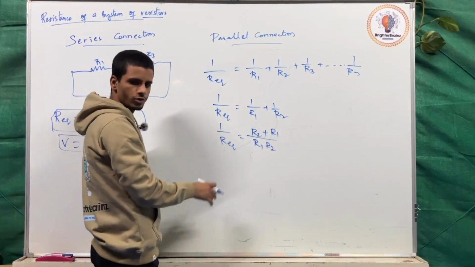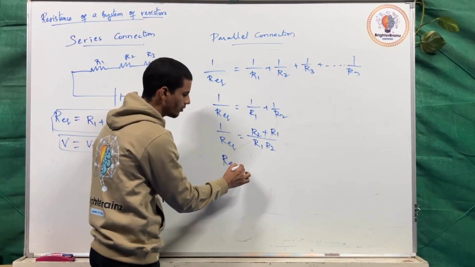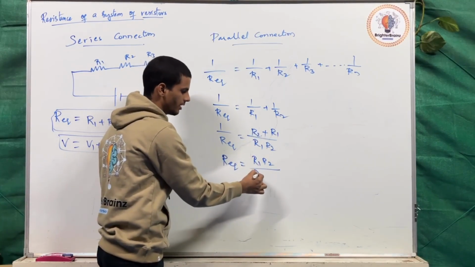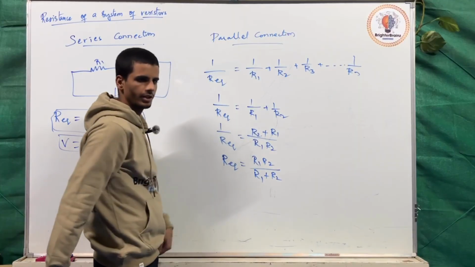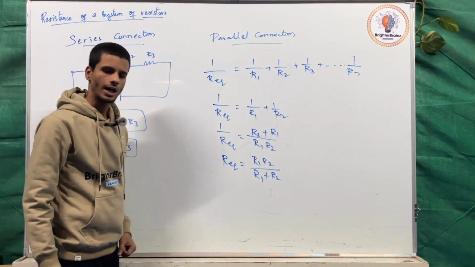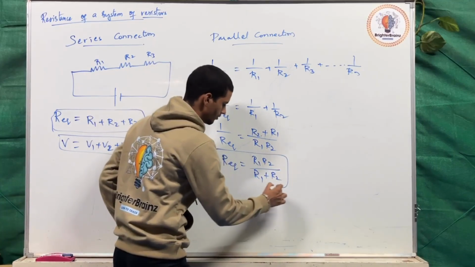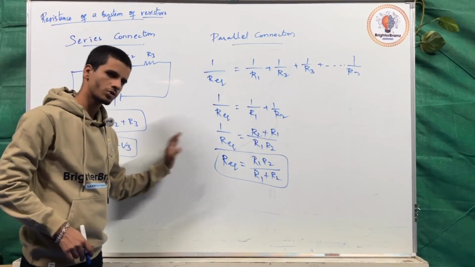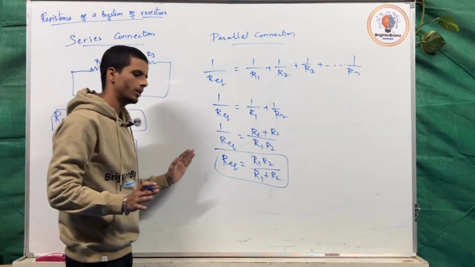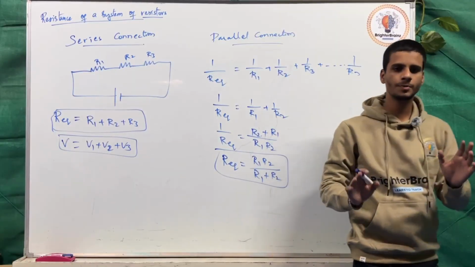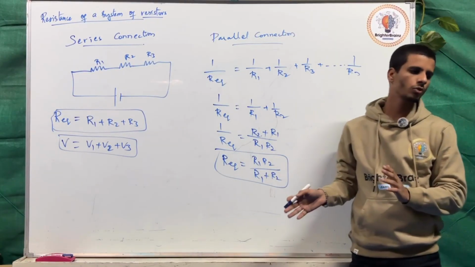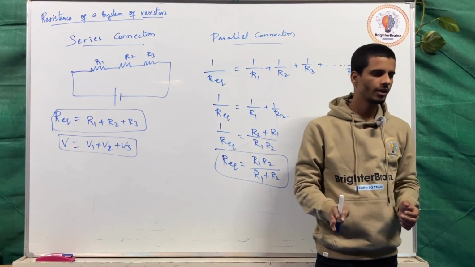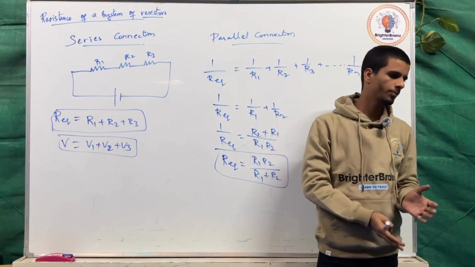We need to take the reciprocal of both sides. Reverse it. R equivalent equal to, the first denominator will be written as numerator and this will be written as denominator: R1 R2 by R1 plus R2. That is the R equivalent value if two resistors are connected in parallel. These are the formulas which we use. Now let us do some problems based on finding the R equivalent values, and then we'll move on to finding potential difference, finding the current, and finding the individual currents and individual potential differences.